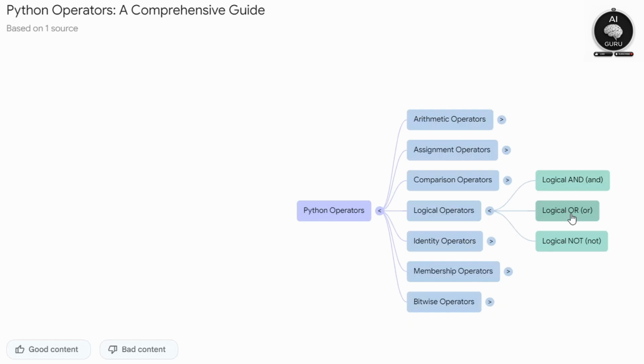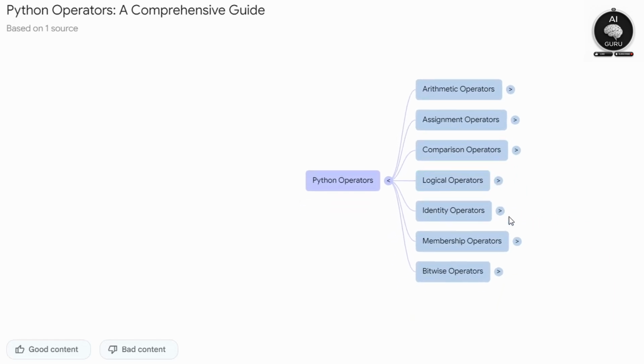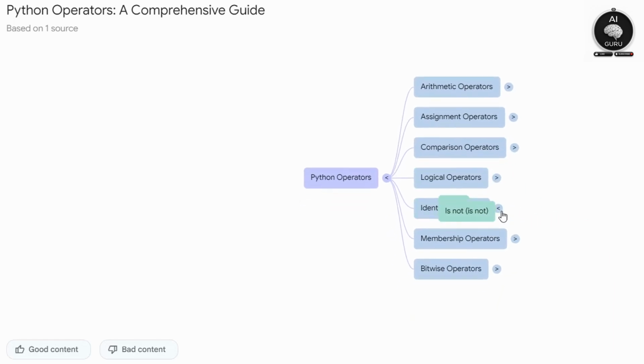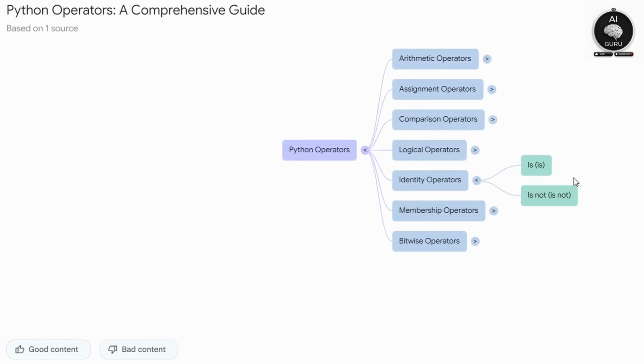Okay, this next one feels a bit more subtle. We talked about comparing values, but Python has operators for comparing identity. What's that about? Yes, the identity operators: is and is not. This is a crucial distinction. They don't check if the values are the same. They check if two variables refer to the exact same object in the computer's memory.